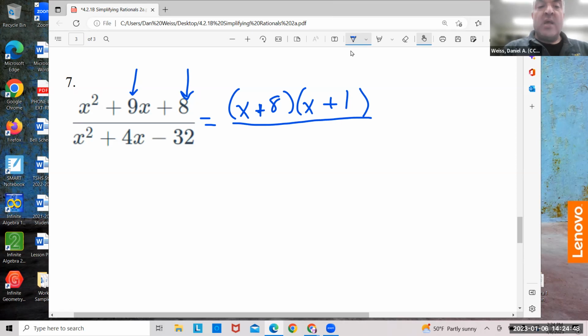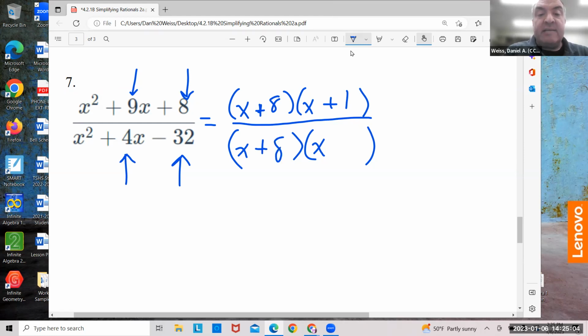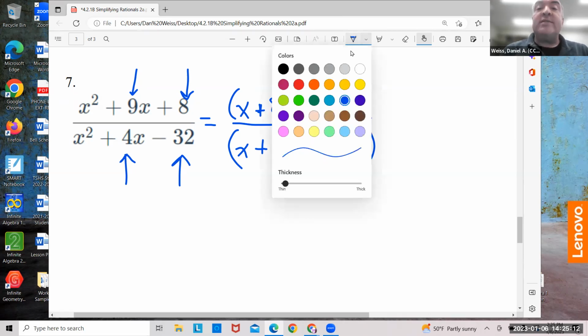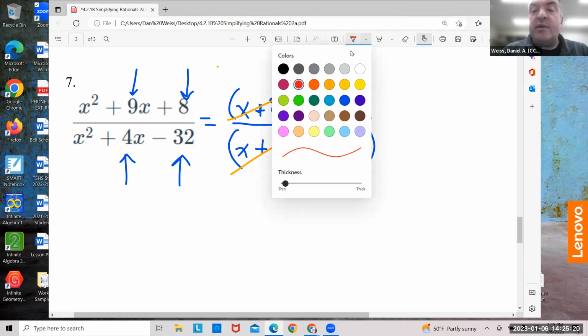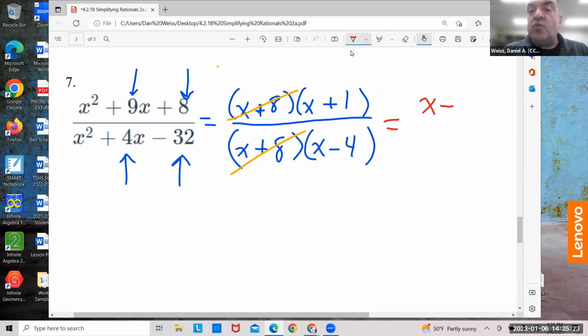On the bottom, x times x makes x squared. What times what makes negative 32 that added together makes a positive 4? How about plus 8 minus 4? 8 times negative 4 is negative 32, and 8 minus 4 is positive 4. What cancels? X plus 8. What are we left with? X plus 1 over x minus 4.